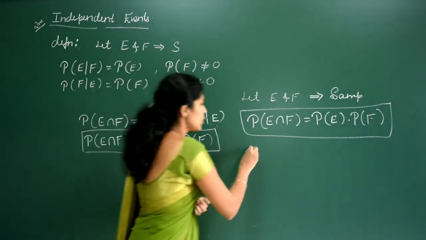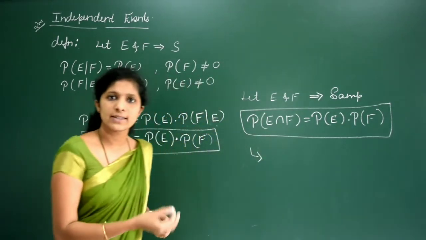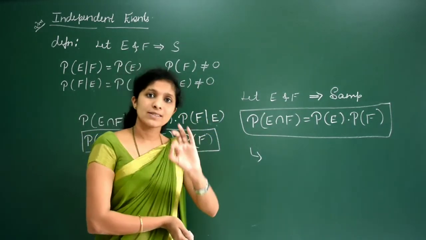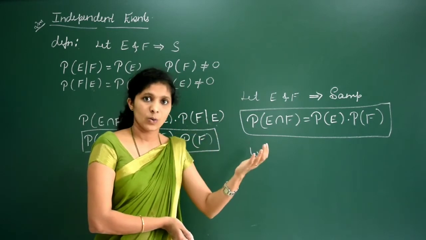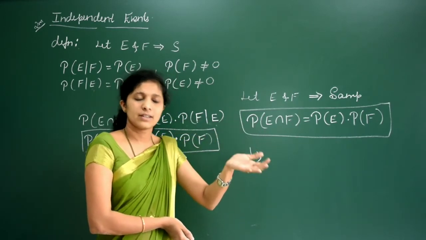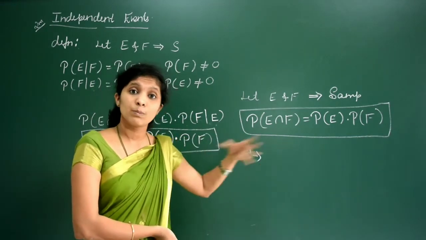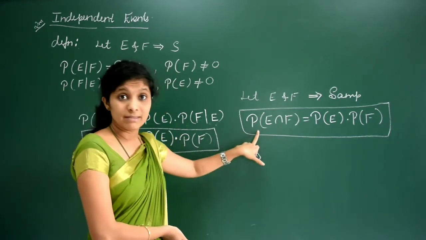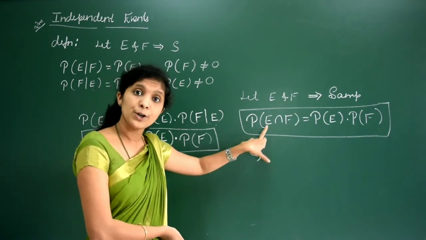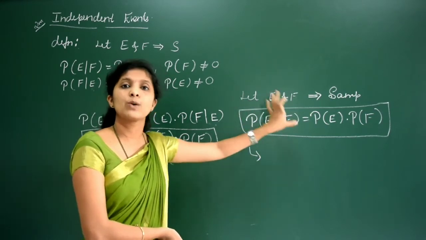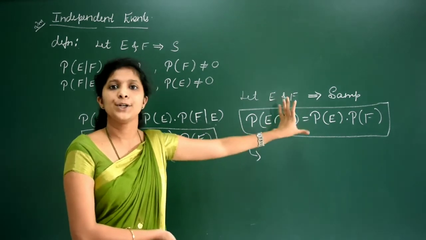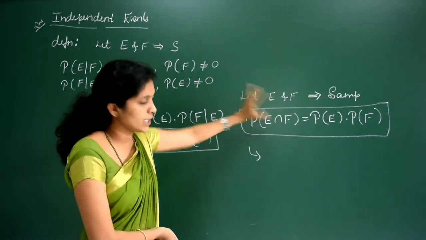And one more thing, don't get confused between mutually exclusive and independent. Mutually exclusive is nothing but it's for a set: if there is no common element between any two, then we can say that those are mutually exclusive. Independent is nothing but probability of E intersection F should be equal to probability of E into probability of F. This is a very important form. Remember.